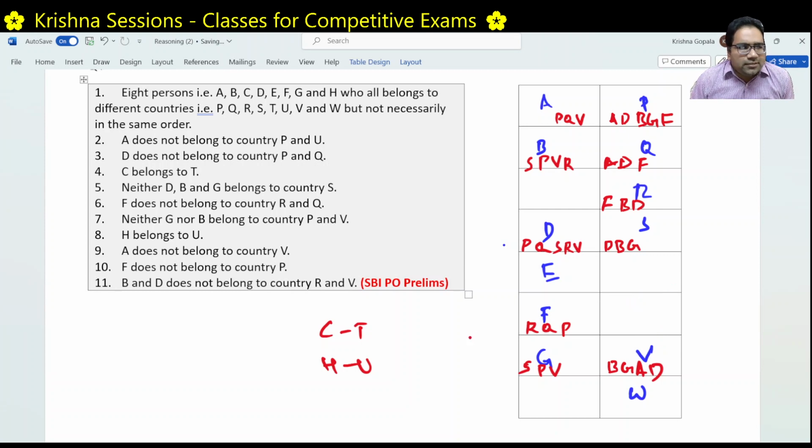Now if you look at this, whatever conditions there were, we have mapped all the conditions. And in these conditions, condition number 8 eliminated H and U.